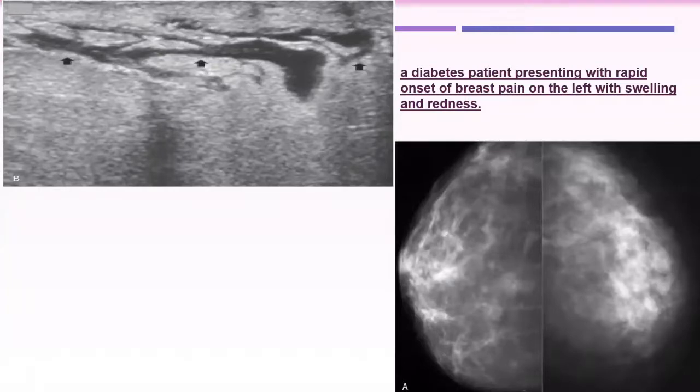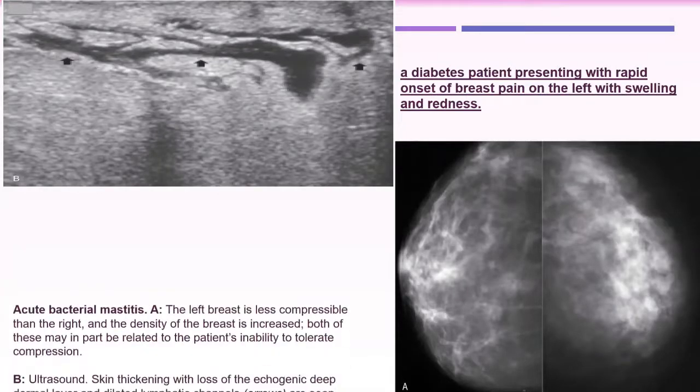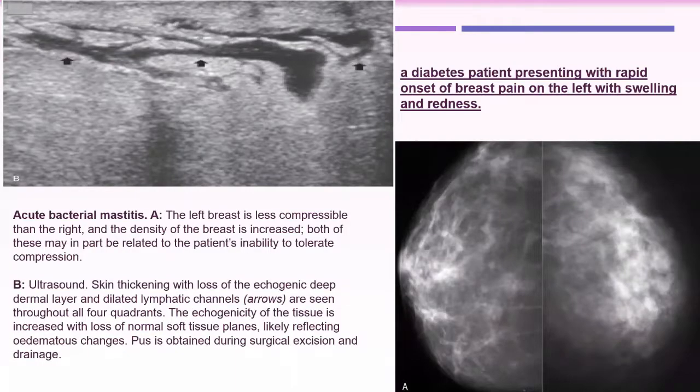Mastitis. Which type of mastitis? Secretory mastitis? No. Diabetic mastopathy? The patient is diabetic, which means bacterial infections are expected. This is acute bacterial mastitis. The clue is in the history.